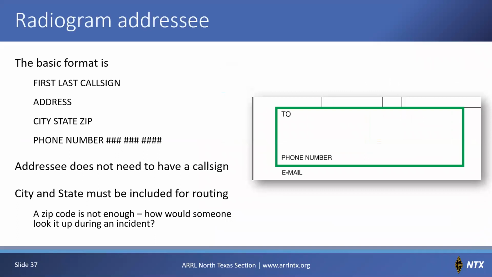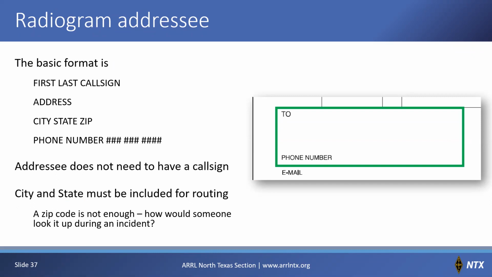The next part is, well, where's it headed? This is generally like an envelope if you were putting it in the mail. First, last name, call sign if they have one. Remember, it doesn't have to go to a ham. The one I sent to the family member in Michigan is not a ham. Absolutely fine. But first, last, call sign if they have it, address, city, state, zip, phone number.